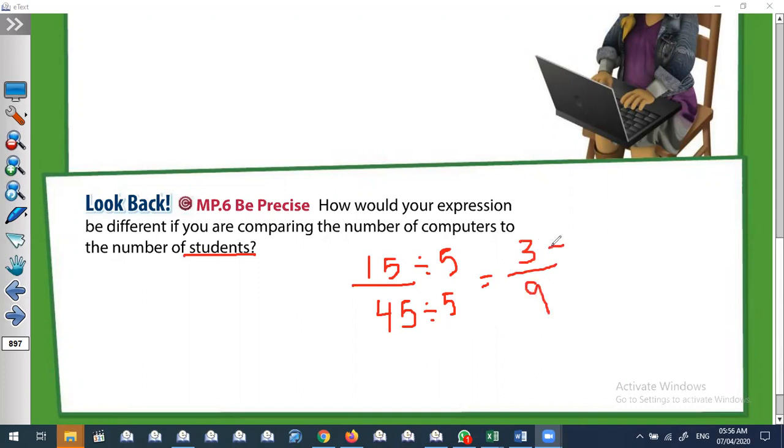3 and 9, both of them are in table 3. So simplify again. 3 divided by 3 is 1. 9 divided by 3 is 3. So here the answer is 1 over 3. And the first one was 3 over 1. So they are different. So the order is very important.